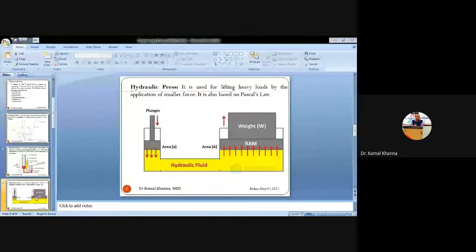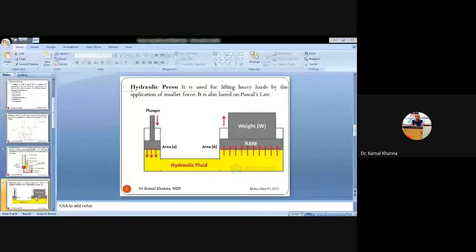So next is the hydraulic press. You can see this is also called the Bramah press, named after the scientist or engineer who invented it. So the hydraulic press is basically a device used for lifting heavy loads by the application of a smaller effort, and nowadays it is also used in industry to deform or get the desired shape of a specimen. Let us say you have to make the logo of Tata or the logo of any company. These logos or trademarks of any company are manufactured with the help of hydraulic presses.